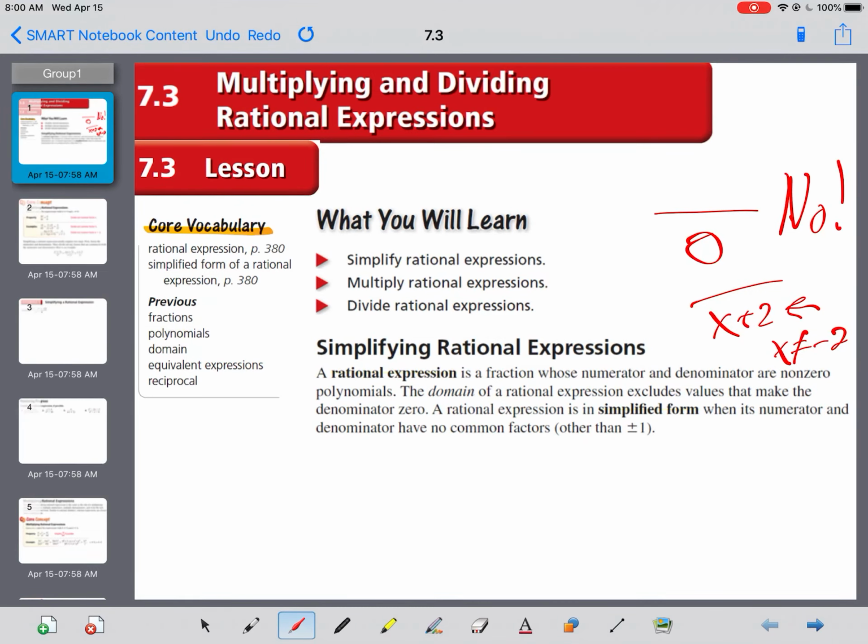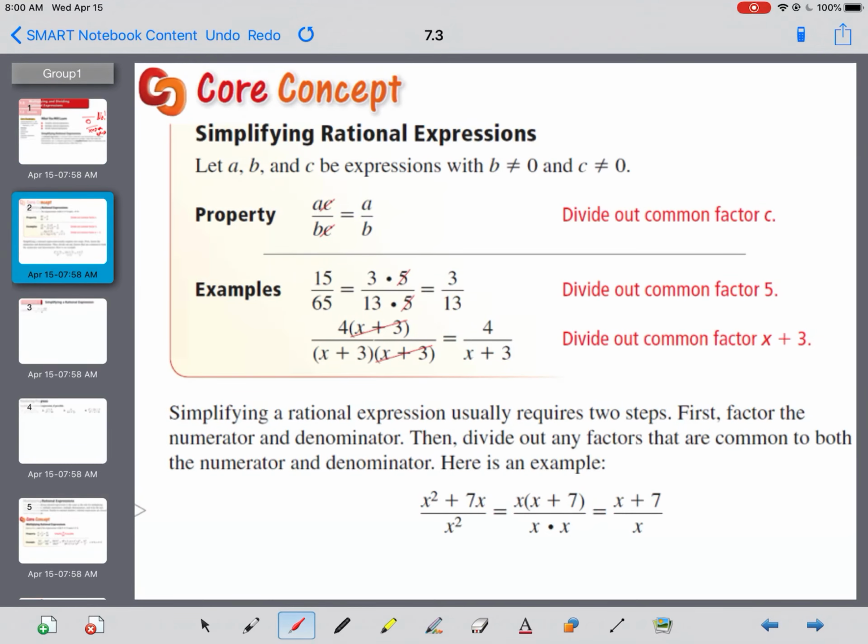A rational expression is in simplified form when its numerator and denominator have no common factors other than 1, positive or negative 1. So let's refresh a little bit about simplifying fractions. If you have a fraction that has a common factor, so on this one we've got AC over BC, the C's can divide out. They reduce to a 1 because C divided by C is 1, leaving us with just A over B. So if we had 15 over 65, 15 is actually 3 times 5 and 65 is 13 times 5. They both have a factor of 5 that we can reduce out, leaving 3/13.